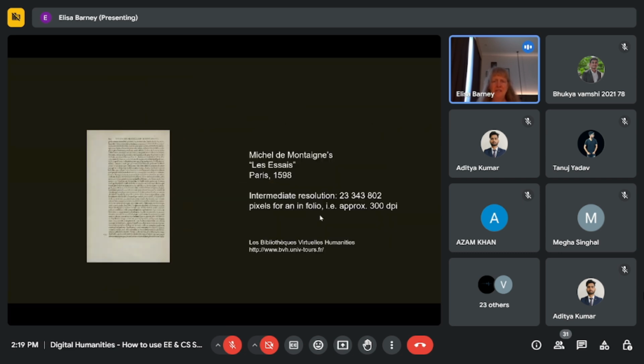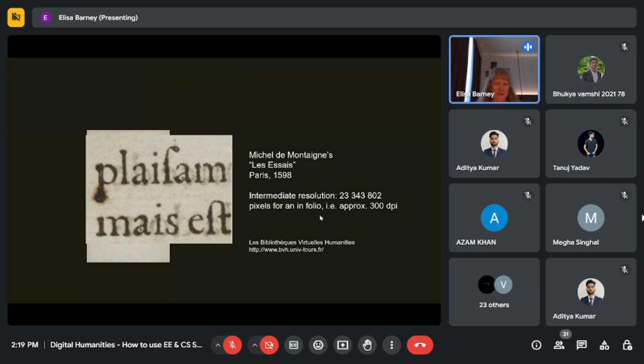So let's take this example from a book printed in 1598. It's something that's available in the Bibliothèque Nationale in France. It's a very general scan, not done with any high-tech device, at approximately 300 dpi, which is your average resolution at which you would scan something. And the text is pretty dirty, with lots of printing defects as well as imaging defects.